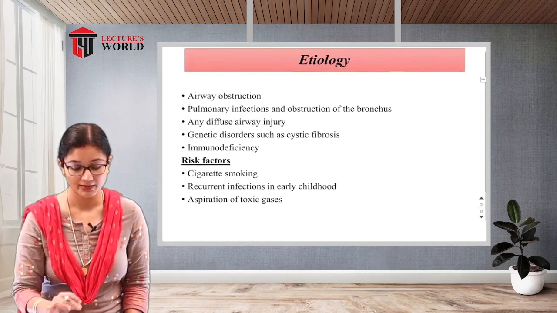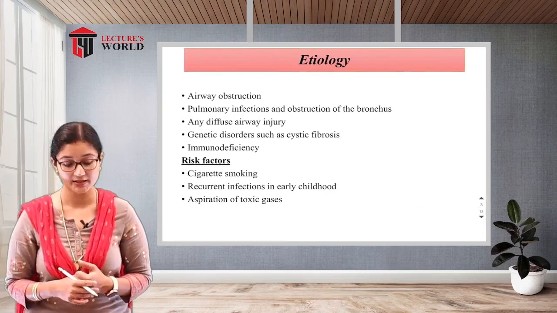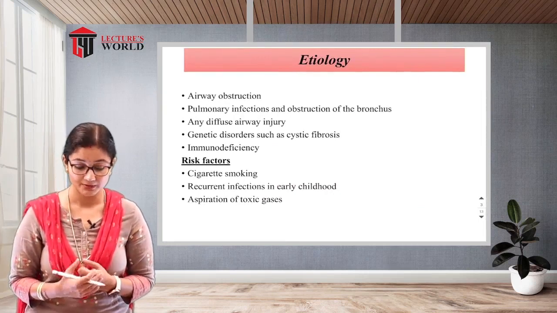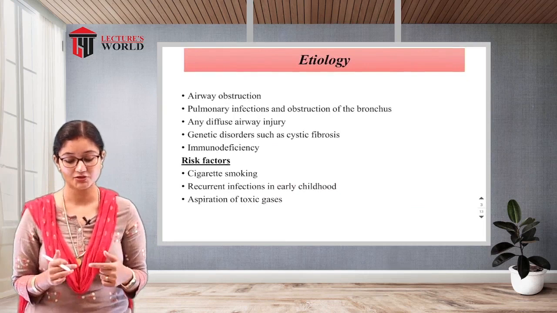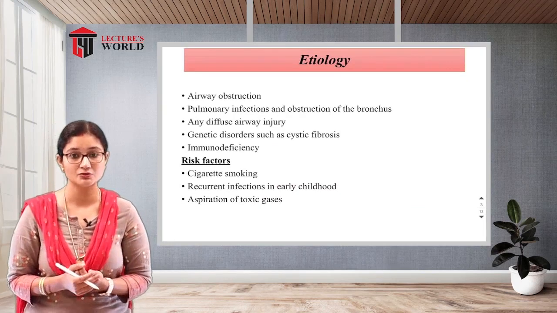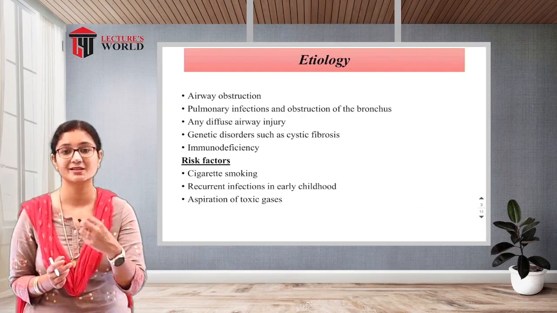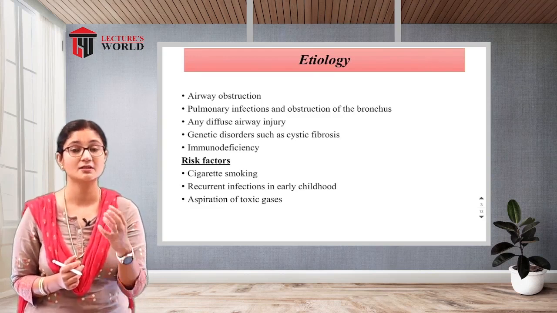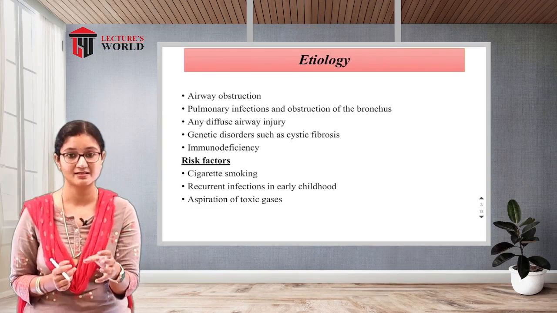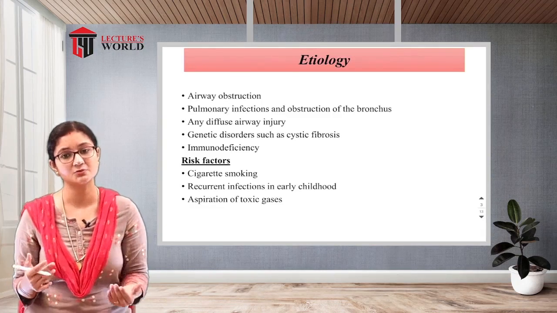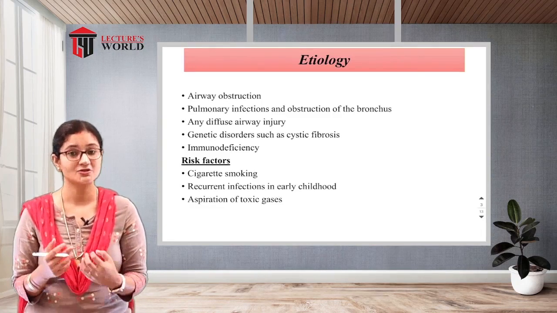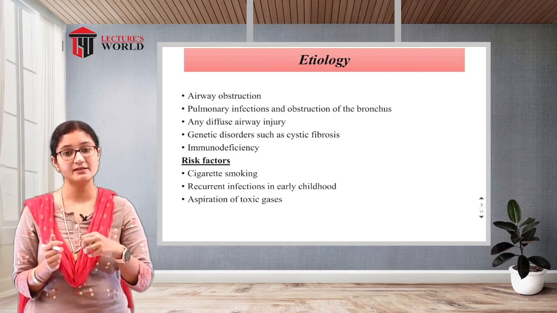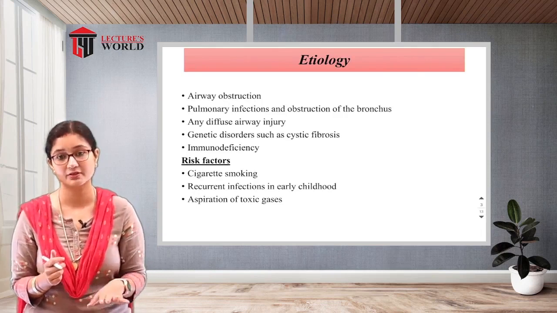Next is the main cause. What is the etiology? Airway obstruction, pulmonary infection and obstruction. Now obstruction of the bronchus is mostly because of a greater amount of secretions. As we have seen in the picture also, there is a greater amount of mucus secretion inside. Now why this mucus secretion? The only function of our body is to prevent infection from going down to the lower respiratory tract.